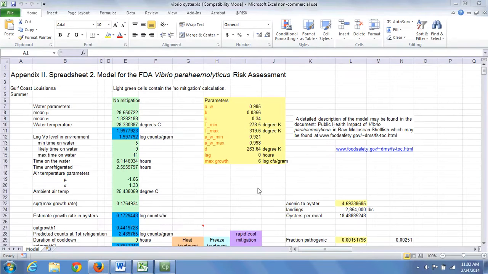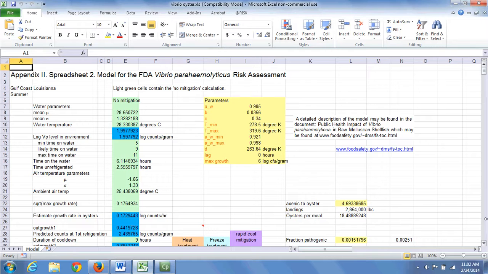This little video is to address questions about when do you develop a model, when do you need a model. You're looking at a risk assessment that was used by the U.S. Food and Drug Administration to assess the risk of Vibrio parahemolyticus in oysters. Now let me show you this model.